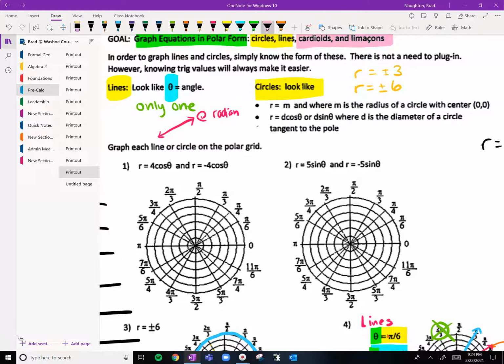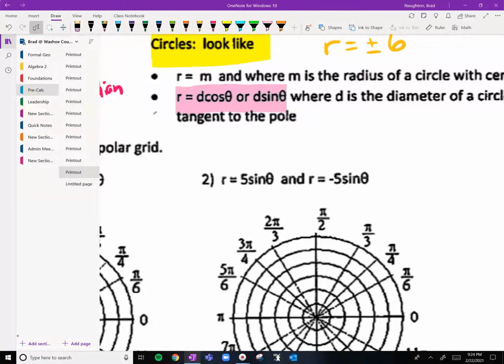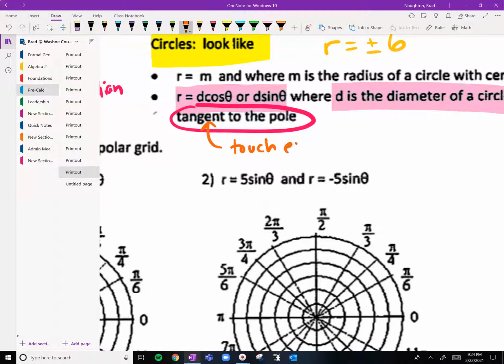Let me highlight this right here. So it's going to be d sine theta and d cosine theta, where d is the diameter of our circle and it's tangent to the pole. So what that means is tangent means it's going to touch exactly once. So the idea is if this is my pole right here, it's going to hit it exactly one time.